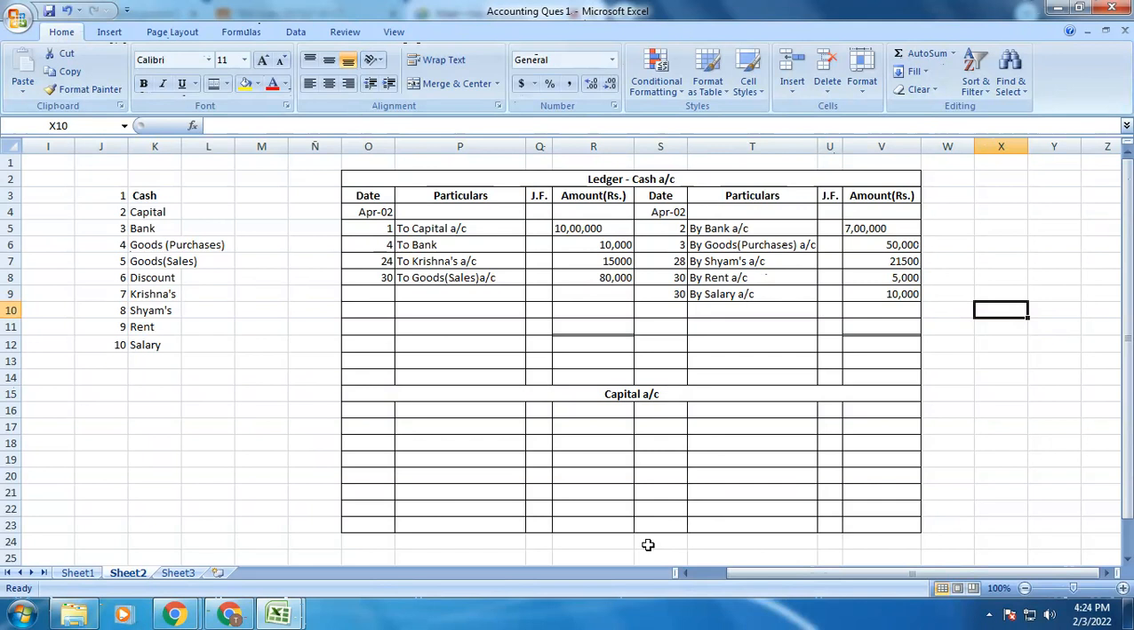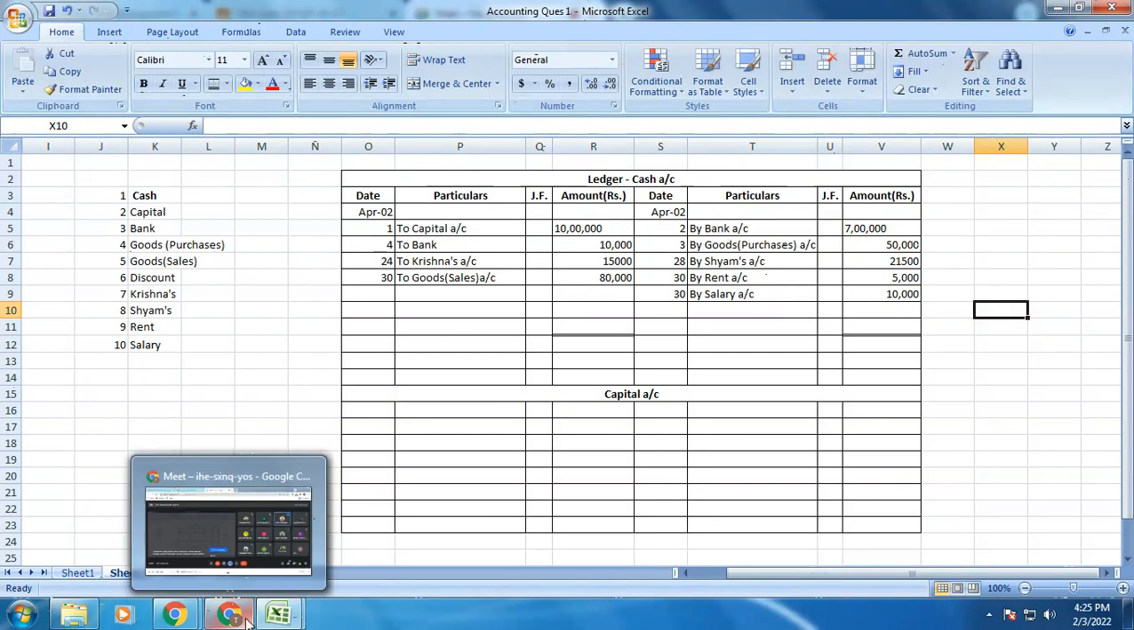So in balancing the account, anybody has a doubt so far? Quick question? Any confusion? Okay, so we'll continue with the balancing. What you will do is, yes Kriti? Ma'am, what does JF and LF mean?